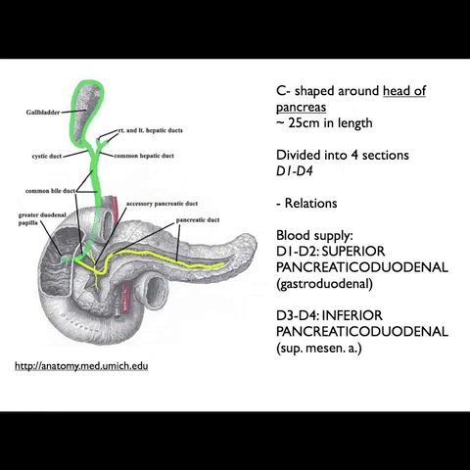Anterior to D3, the horizontal bit again, you find the superior mesenteric artery and the superior mesenteric vein. In terms of the blood supply of the duodenum, it's quite easy. D1 and D2 are supplied by the superior pancreatico-duodenal artery, which is a branch of the gastroduodenal artery. And D3 to D4 are supplied by the inferior pancreatico-duodenal artery, which is a branch of the superior mesenteric artery. That's easy to remember if you remember the important relations, both in D1 and D3.